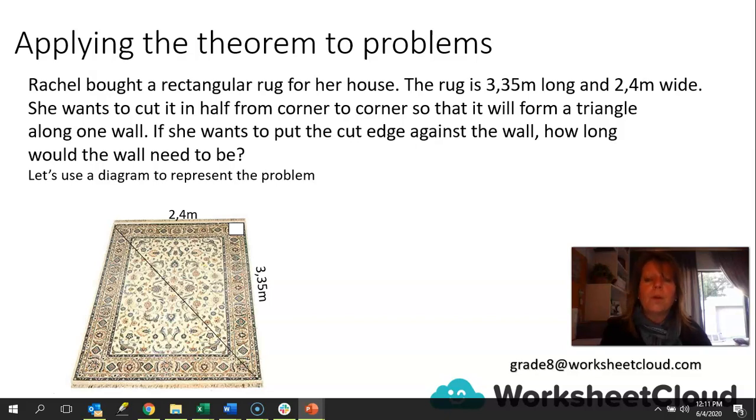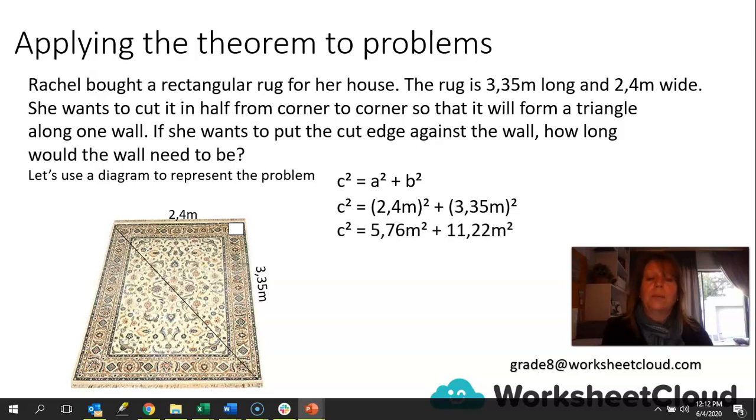All right, so we've got, again, c squared is equal to a squared plus b squared, the hypotenuse being the c squared. Okay, so we then are going to have to substitute in a and b for the measurements that we are given there. So a, 2,4 meters, all squared, plus b, which is 3,35 meters, all squared. Use your calculator and multiply those, or you would have used your calculator to multiply those. You end up with 5,76 meters squared plus 11,22 meters squared. Add them together and you get 16,98 meters squared.